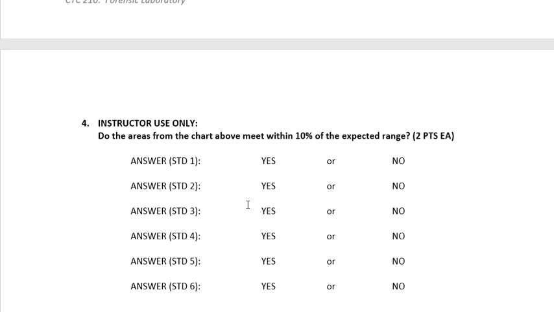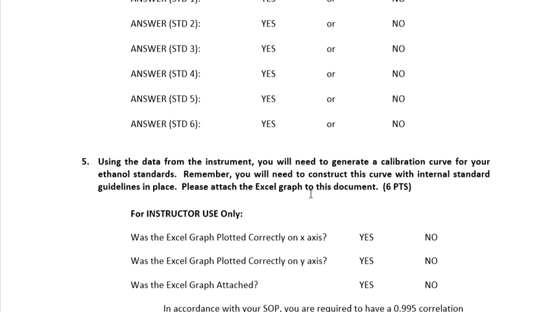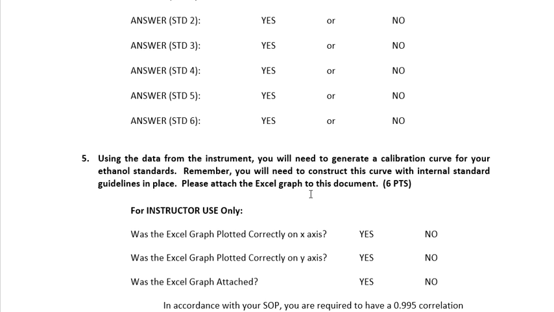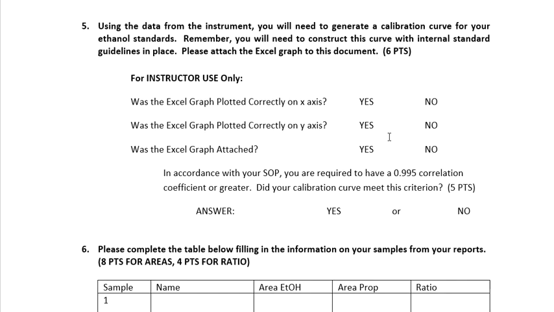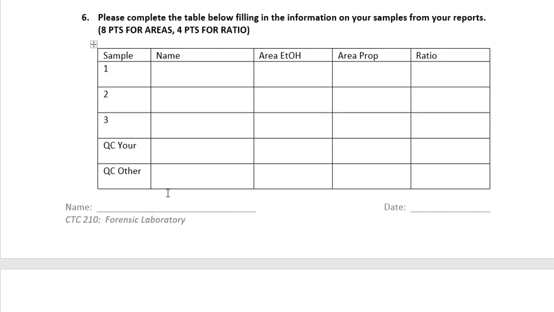We know what the target values are supposed to be. So we're going to take a look at these target values to see if you're in an acceptable range. If not, then that means you made everything wrong, and we're not going to give you any credit for that. You should know better than making standards and samples the wrong way. Did you plot your calibration curve the proper way? Did you process the samples the proper way?